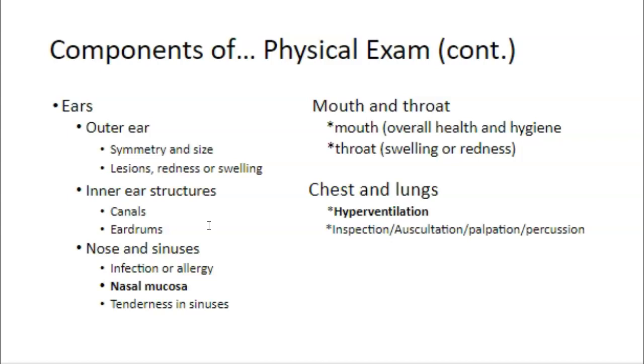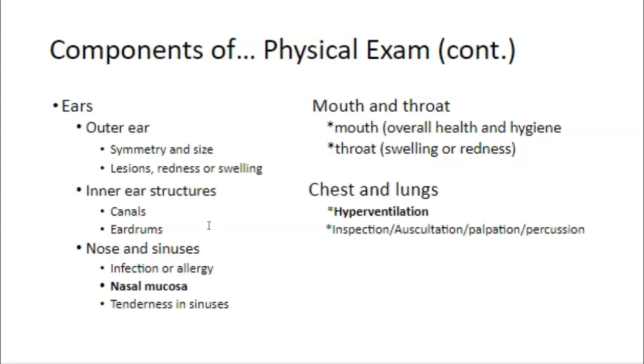Looking at the outer ears, looking at symmetry and size, making sure both auricles are even. If they lie low, that could indicate that there is a genetic issue. You're going to look for any lesions, swelling, or anything externally that's an issue. Then you're going to want to check the canals as well as the eardrums, looking for patency of the eardrum and any type of infection. Nose and sinuses, obviously anybody that has allergies would have a change in the nasal mucosa. We'll talk about that as we go through. Any tenderness in the sinus area, and usually you can palpate the maxillary sinuses as well as the frontal sinuses.